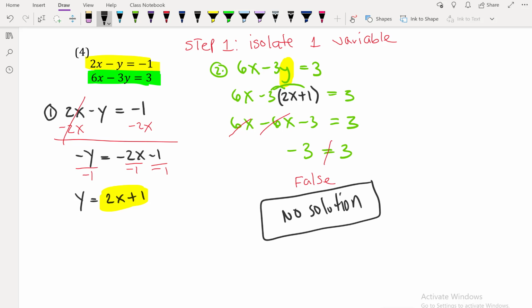And hopefully you remember that when we had no solution, it really just meant that the two lines were parallel. So they were never going to have a solution. They're never going to meet. They're never going to have a point of intersection.